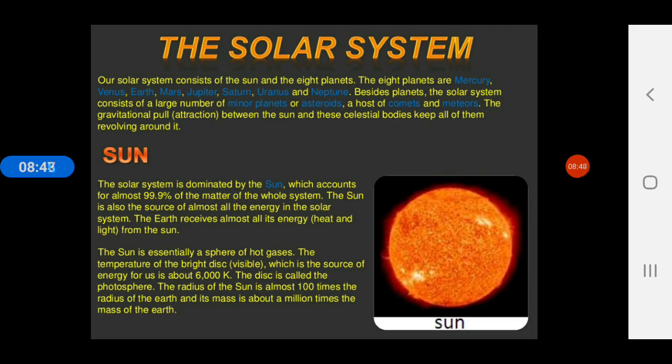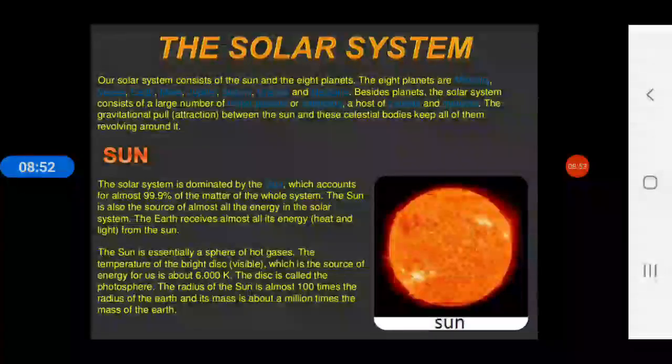Children, you have to find out the name of the gases which are present in sun.